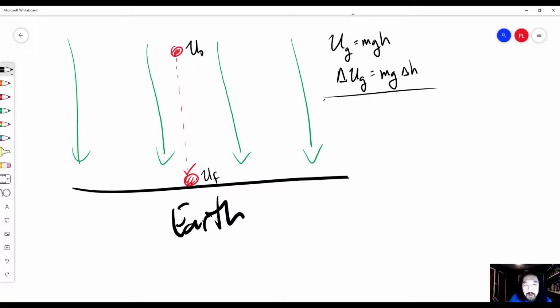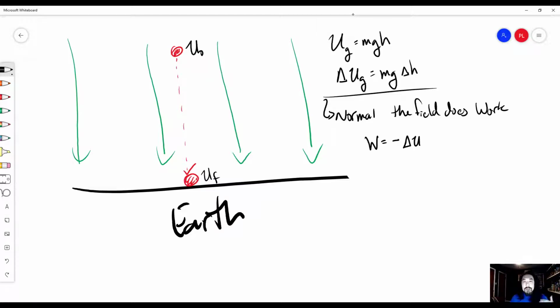Now, whenever things are quote unquote normal, we say the field does work. In this case, the field is the gravitational field. The gravitational field is doing work. And we come across the equation: work is equal to the negative change in potential energy, whatever that might be. So whenever it's normal, the field does work.